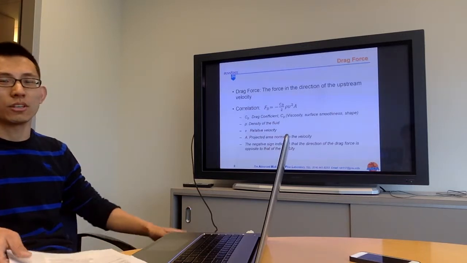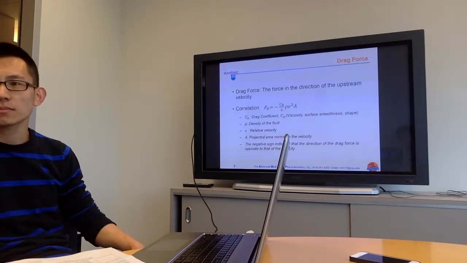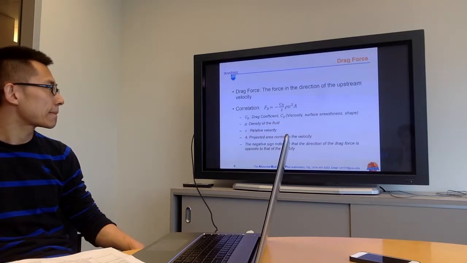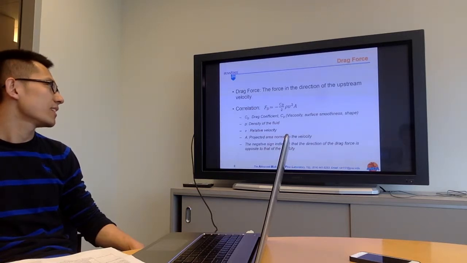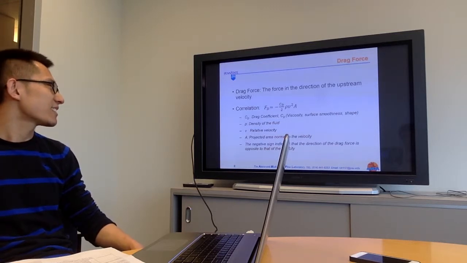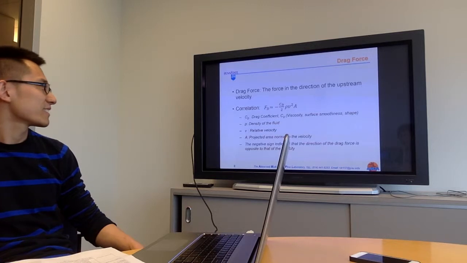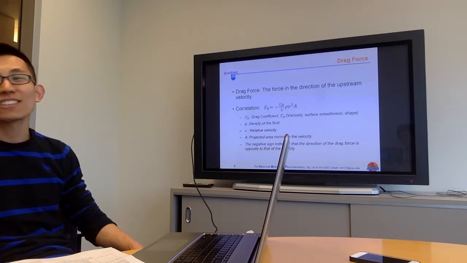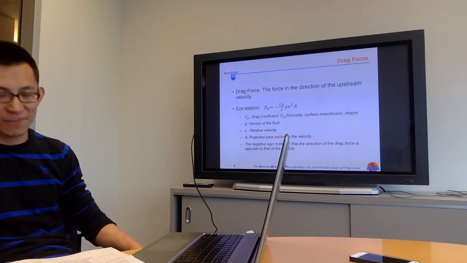Yeah. But I have a problem. It's hard to see. When the area decreases, the relative velocity increases, right? So I cannot really tell how the drag force changes. Yeah, that's a good question actually. I didn't think about that.